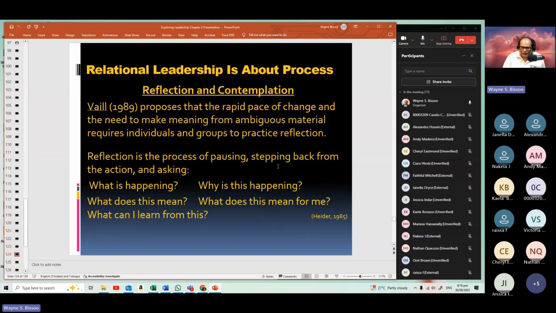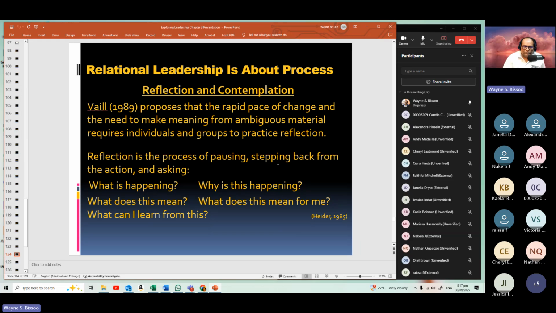Okay, so they talk then about reflection and contemplation, and this is a very important part of the process. Reflection: stopping and checking and pausing and evaluating, asking questions like what is happening, why is it happening, what does it mean, and what does it mean for you specifically, and what could you learn from that process. Again, it's a never ending process of going backward and forward, changing over and over again.